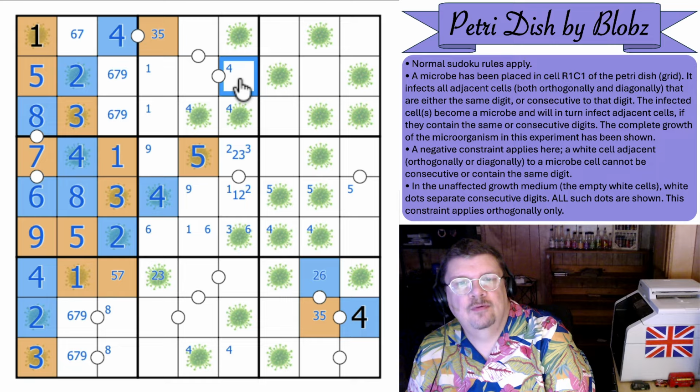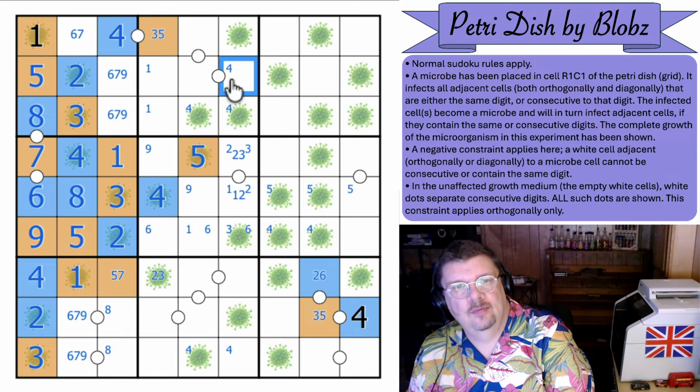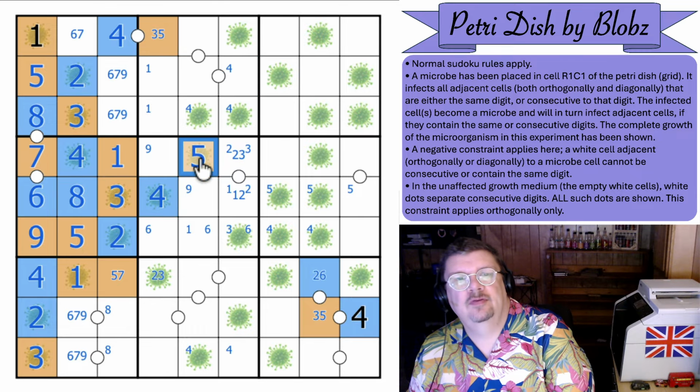If that's a 4, then that's 3 and that's 2. But if that's a 4, neither of those can be a 5, okay? So that means that one of them would be a 6, and that would be a 6, 7 pair, because it couldn't be a 6, 5 pair, because that couldn't be a 4. Okay, so we've got something else going on here.